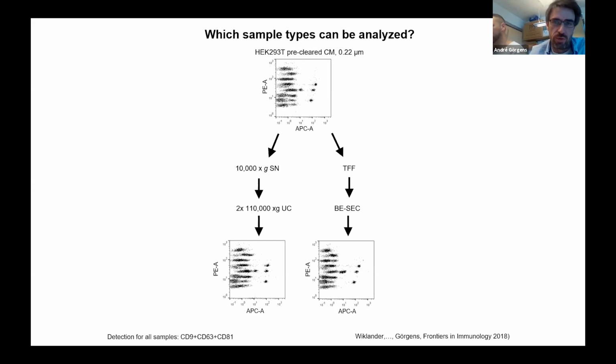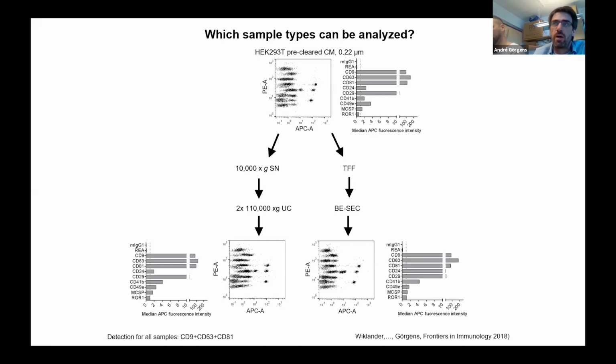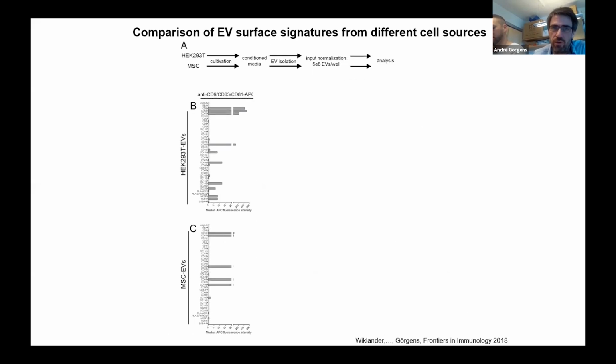So just quickly mentioning which sample types can be analyzed. It's been very helpful to evaluate isolation protocols. So you can compare, for example, in this case, conditioned medium with EVs isolated by different methods. As you can see here, differential ultracentrifugation versus ultrafiltration. And you see that we see some differences. But it's here more like a proof of concept that you can actually study in process while isolating EVs all the different fractions.